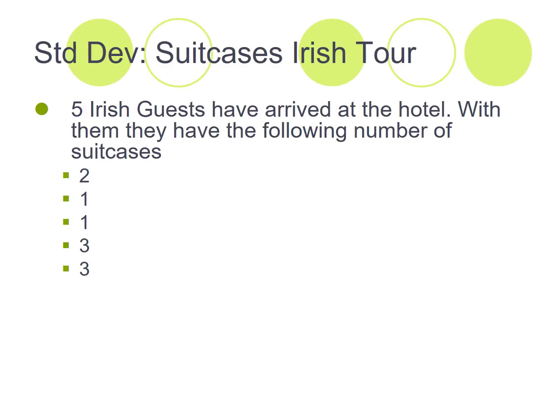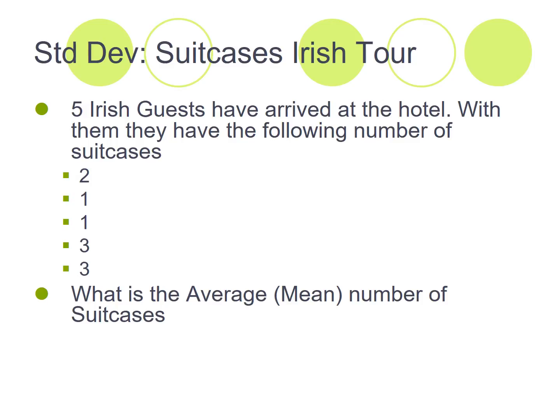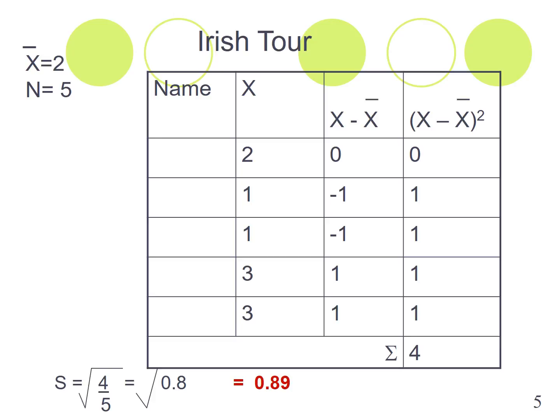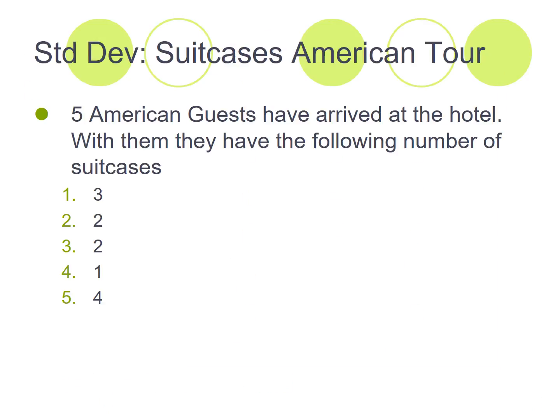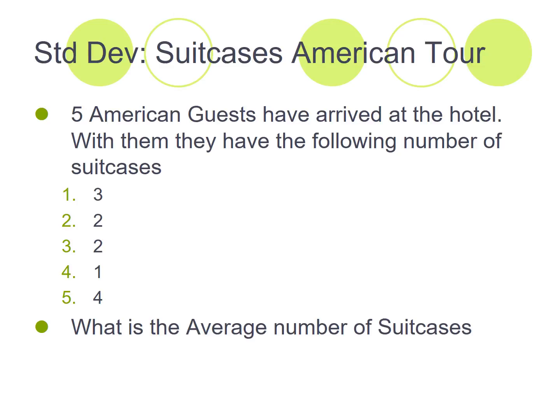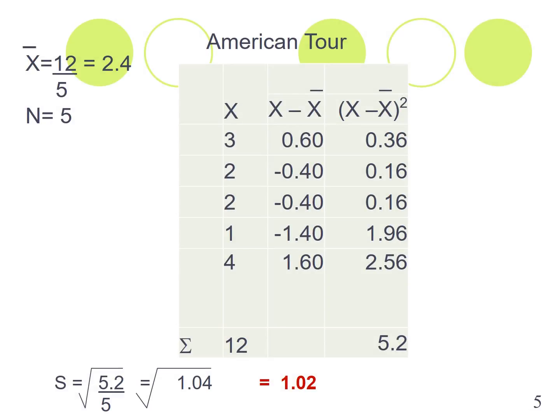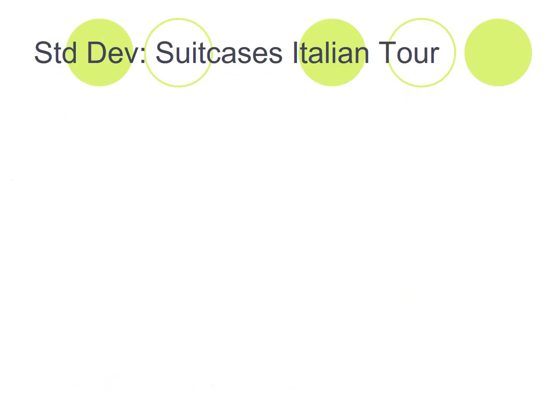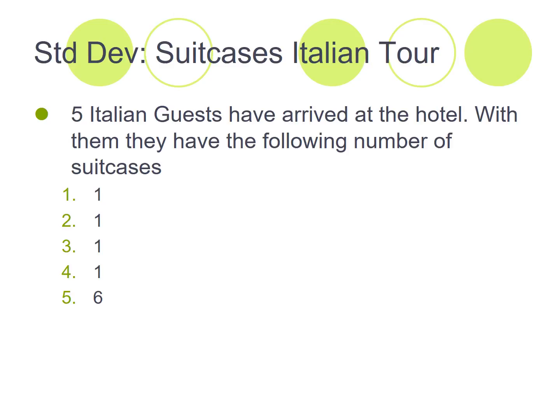Here's another example. 5 Irish guests have arrived at the hotel. With them, they have the following number of suitcases. Okay, calculate your standard deviation. Okay, and here's your answer. Here's another example with an American tour group. Hit pause and your answer. An Italian tour group. Hit pause.